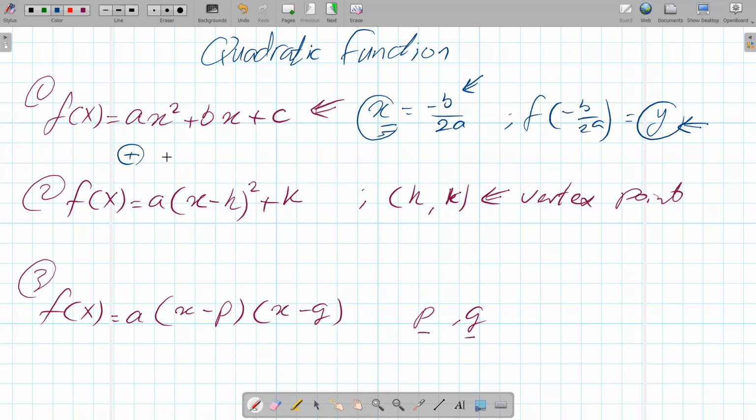If the coefficient of x squared has a positive sign, that determines the parabola or the quadratic function should be concave up. If the coefficient of x squared has a negative sign, this determines that the quadratic function or the parabola should be concave down. In the first case, we have a minimum point, and here we have a maximum turning point, which is the vertex point in both of them.